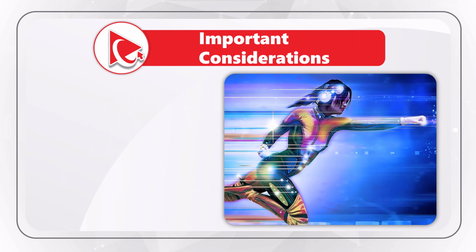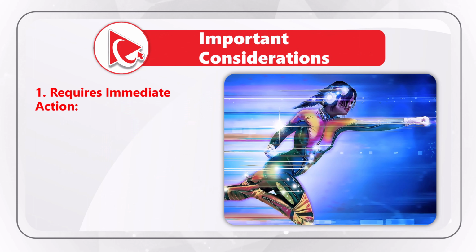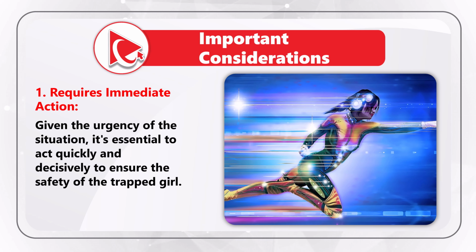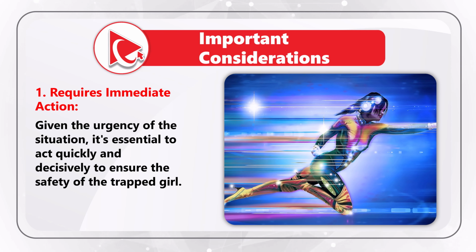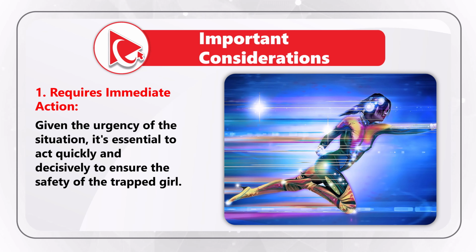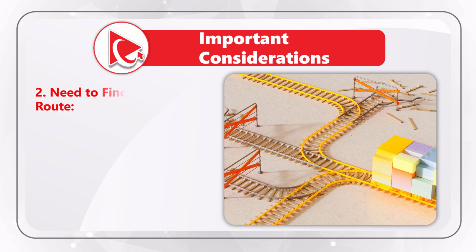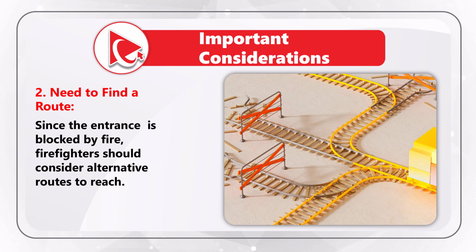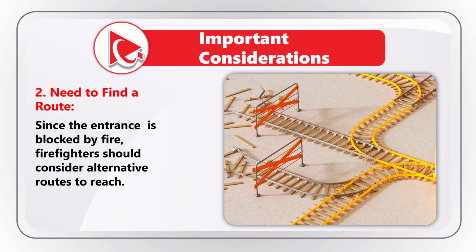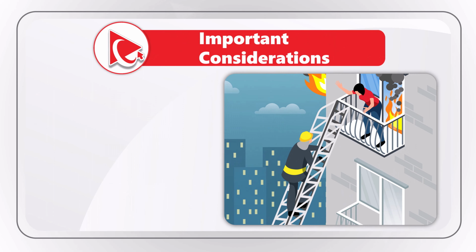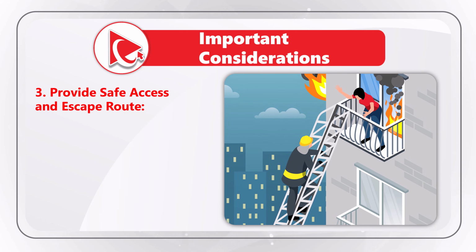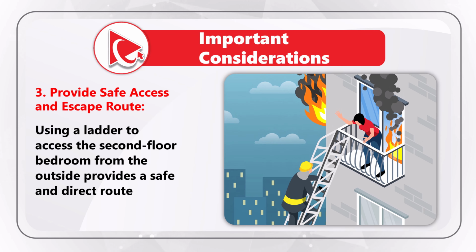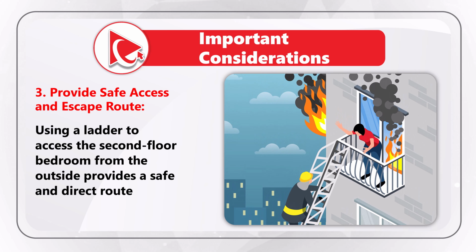The first consideration requires us to take immediate action. Given the urgency of the situation, it's essential to act quickly and decisively to ensure the safety of the trapped girl. Number 2, we need to find the route. Since the entrance to the condo is blocked by fire, firefighters should consider alternative routes to reach the trapped individual. Number 3, we need to provide safe access and escape routes. Using a ladder to access the 2nd floor bedroom from the outside provides a safe and direct route to reach the trapped girl.